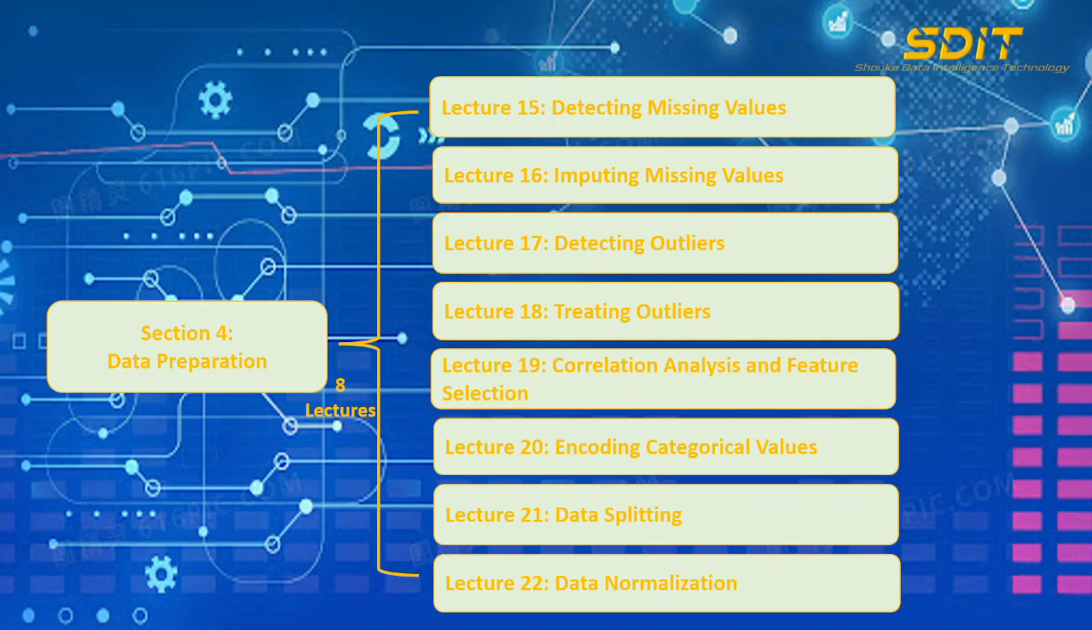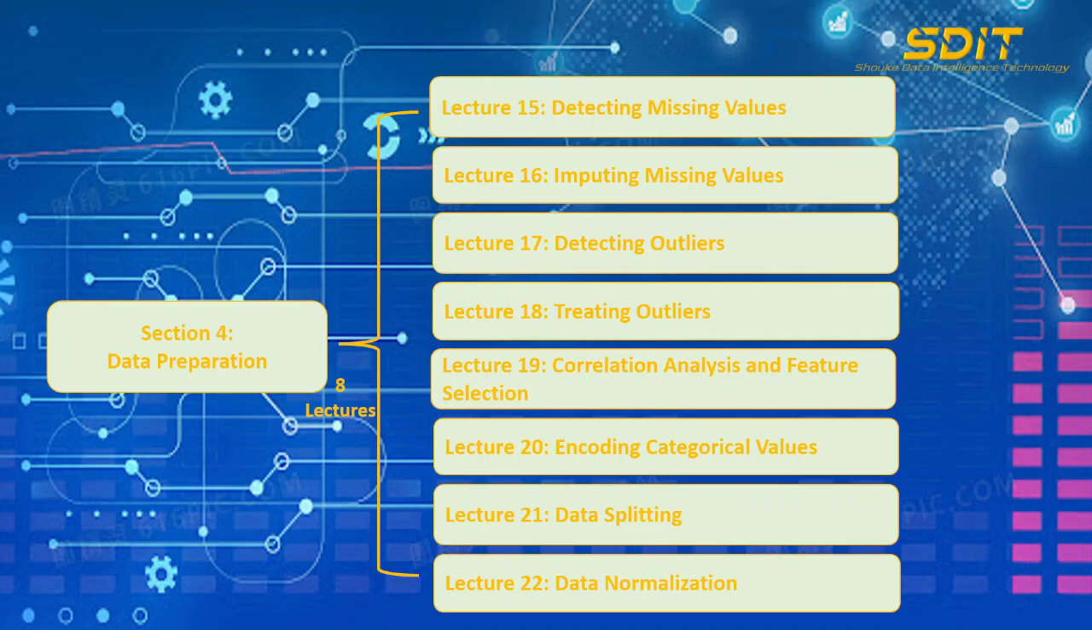In lecture 19, we will learn how to do correlation analysis and select the features, or the independent variables, using the results of correlation analysis. In lecture 20, we will learn how to encode categorical values using some handy methods.